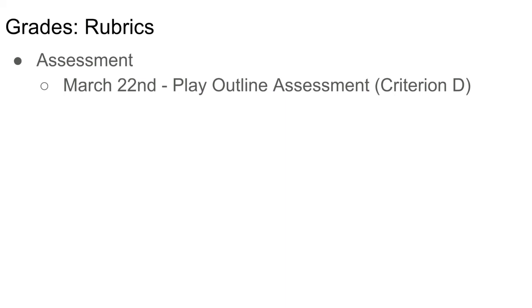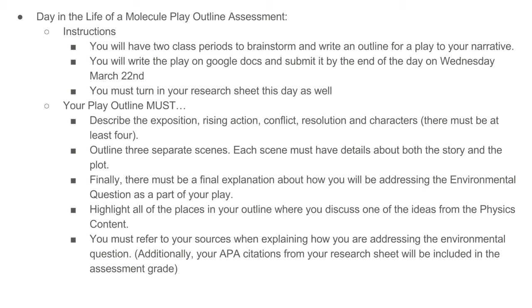The assessment, there's only going to be the one assessment. It's going to be on March 22nd, and it's going to be the play outline assessment. So here are the instructions for that. You will have 2 class periods to brainstorm and write an outline for a play to your narrative. You will write the play in Google Docs, and then you're going to put it into Turnitin, and you'll submit it on Wednesday, March 22nd. You're going to also turn in your research sheet on that day.